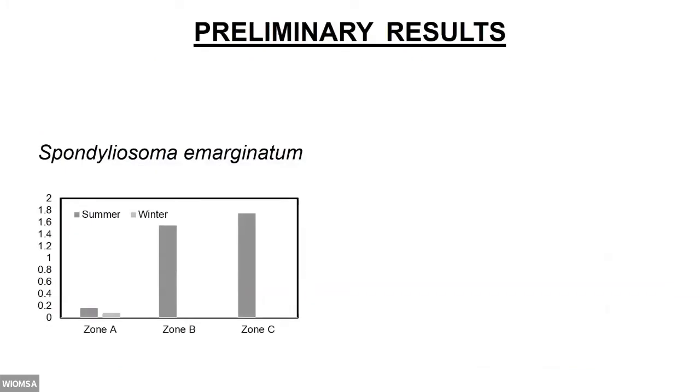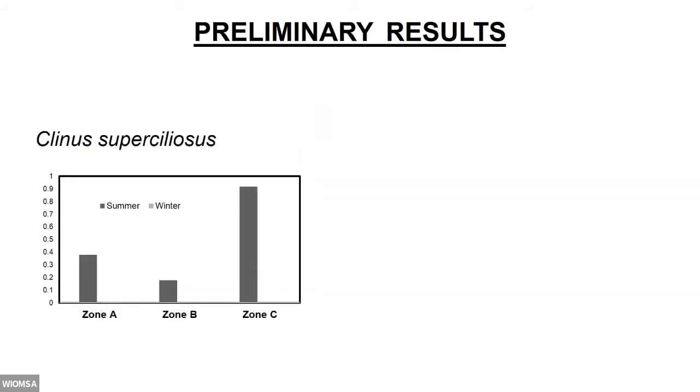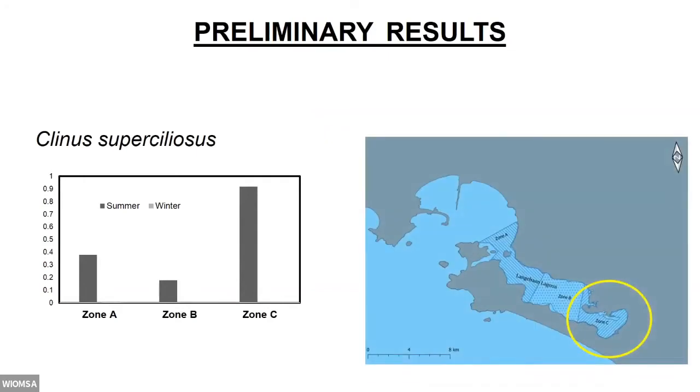To take you through the zones that had the high abundance, maybe you did not see them properly on the table. We have zone C and B, which had a high abundance of Spondyliosoma emarginatum, which is known as steentjie. Zone C had a high abundance of Clinus superciliosus, which is known as the clipfish. We know that the clipfish are quite complex, but we did not identify them to that extent for our BRUV analysis.